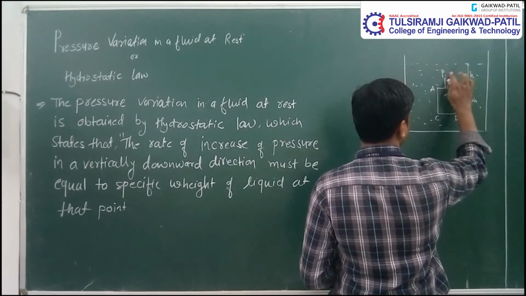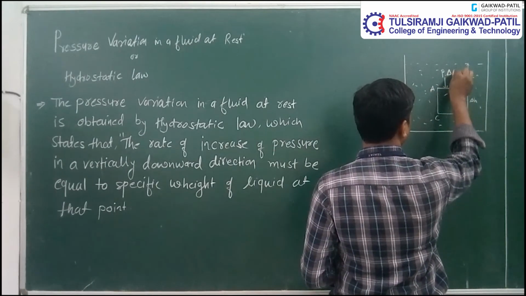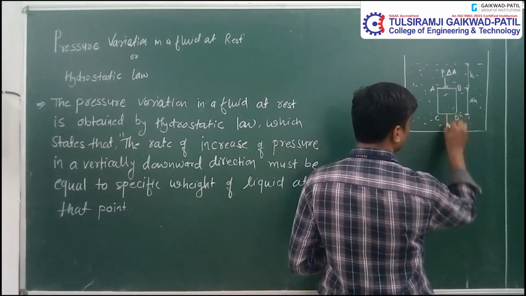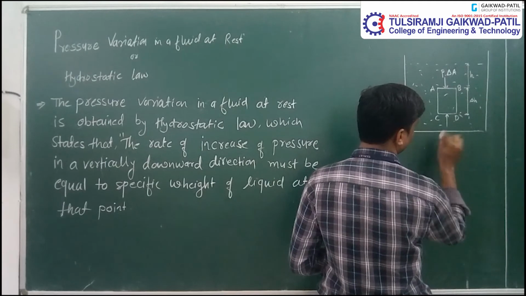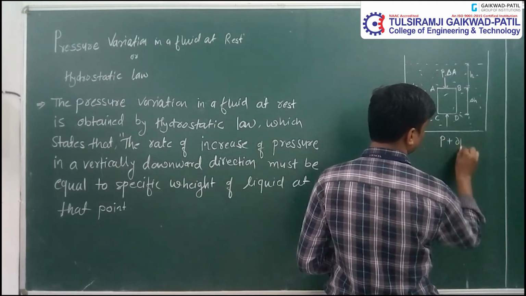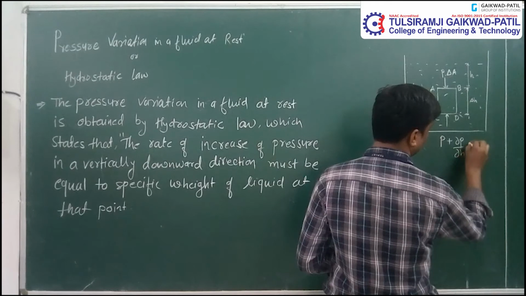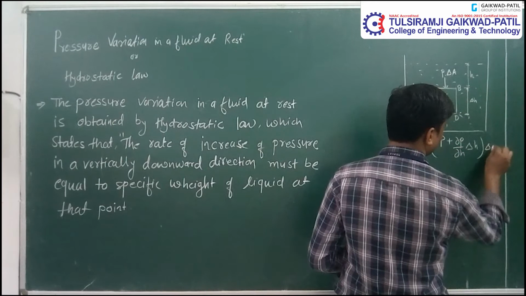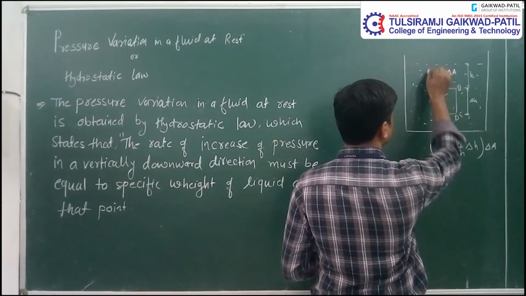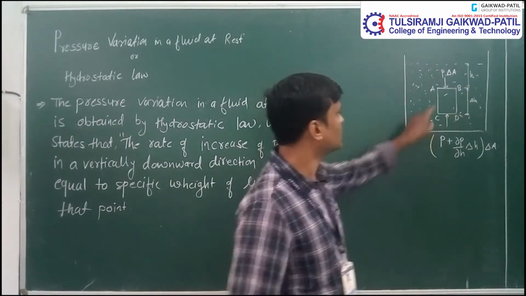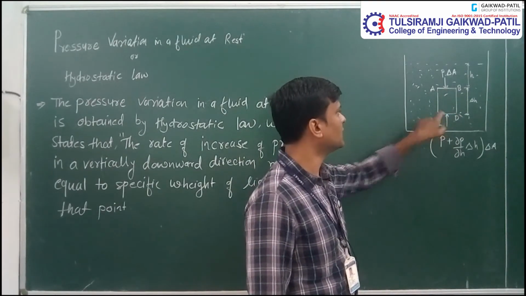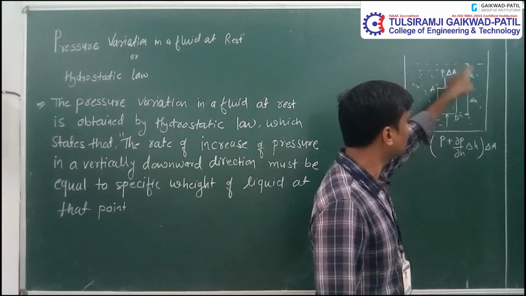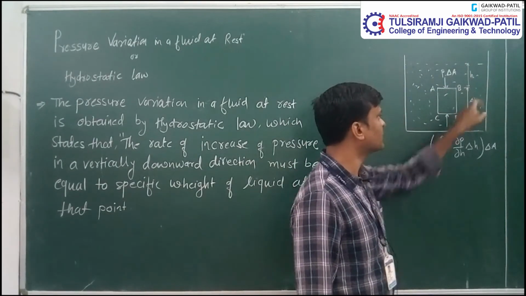You can say that the small area delta A is the small cross-section area of the fluid element, and this is the pressure which is acting in the downward direction. This is delta H, and this is delta A. So this is our consideration. This is the small fluid element which is to be considered. Delta H is the height of that fluid element. Small h is the height of the fluid element from the free surface.